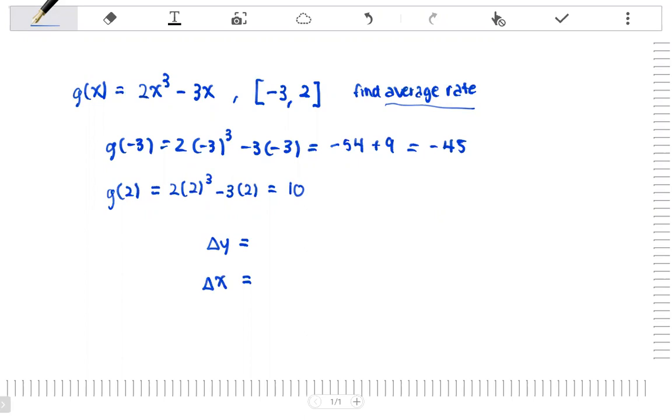That's our y, I think. Why? Right? Because we plugged in -3 and 2. These are our x values, because we're given those values. So what would our change in x be? 5. Five?